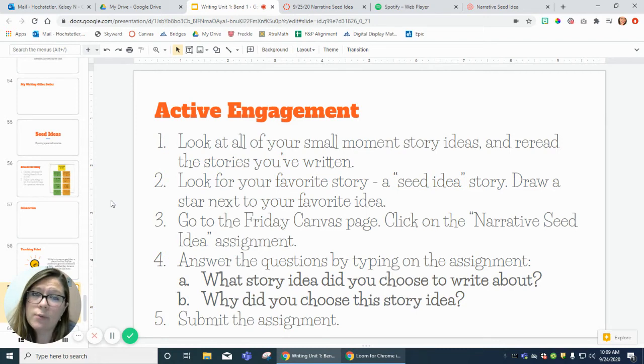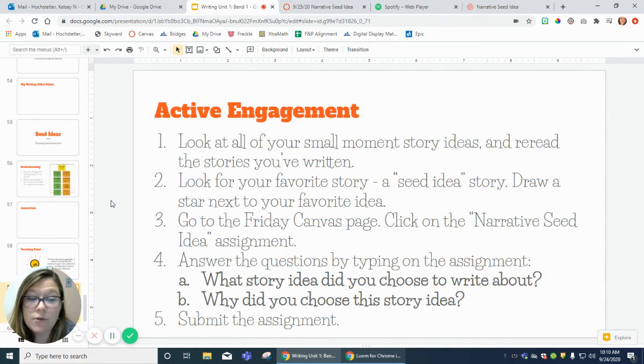And I also want you to reread the stories that you've written. And as you're doing those things, look for your favorite seed idea story and draw a star next to it. So if I had to pick from the ones I've talked about with you all, and I haven't come up with the 3 that I was supposed to do for today, so right now I'm only thinking of 6. But if I really had to pick one, I do think I'd pick the Disney World story because it's really fun and it's my favorite one to think about. So I would draw a star next to that idea in my notebook.